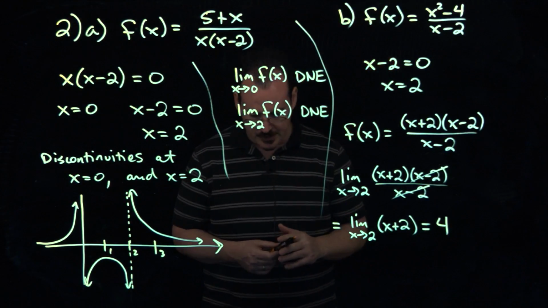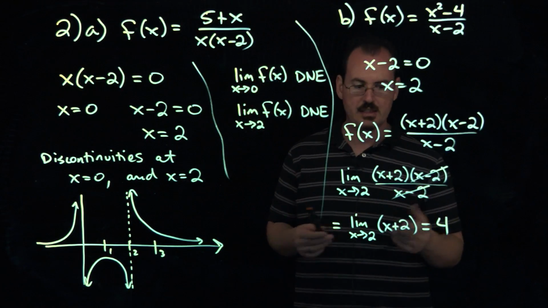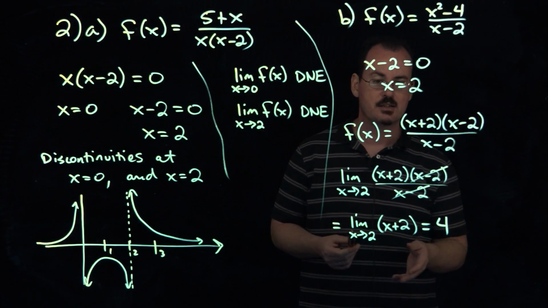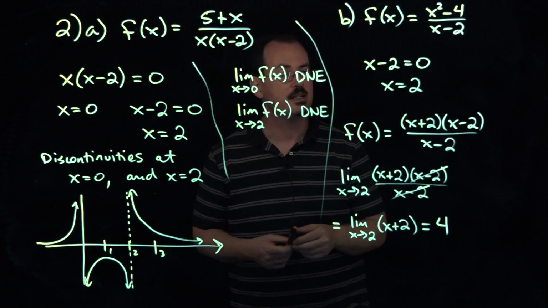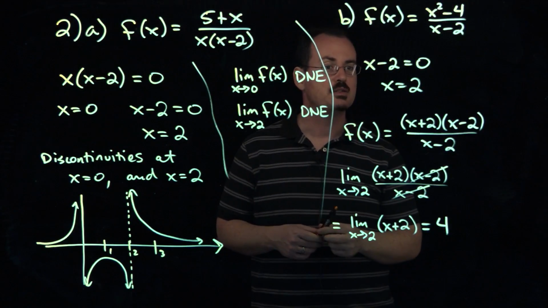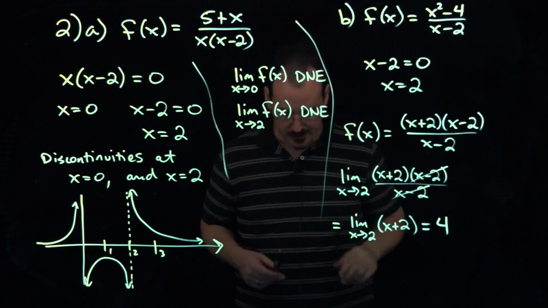So there is a discontinuity. However, the limit does exist. What we see here is that the reason we have the discontinuity is because the function itself is undefined at 2. If I plug 2 into that, I'm going to be dividing by 0. So it's undefined. That's why there's a discontinuity.